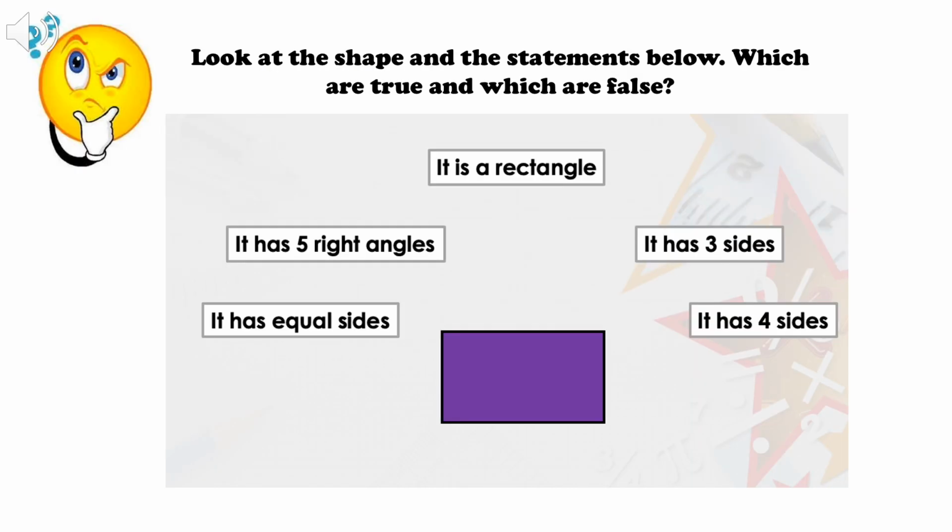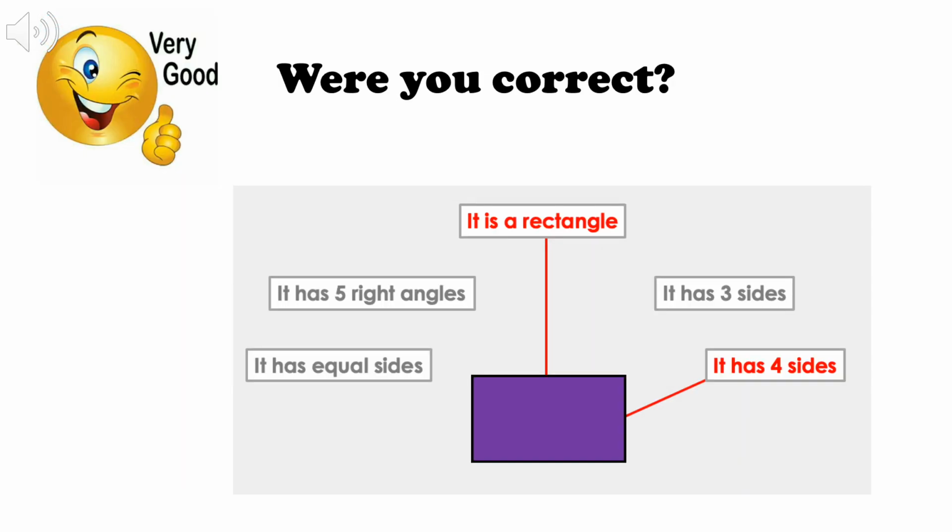Okay, in front of you, you'll see a shape. And around the shape are statements. The statements say it is a rectangle, it has 3 sides, it has 4 sides, it has 5 right angles, it has equal sides. I want you to decide which of those statements about the shape are true and which are false. Pause the video, and then carry on looking at the video and see what the answers are on the next slide and see if you were right. Were you correct? Well done. You'll see that the shape is a rectangle and it has just 4 sides.